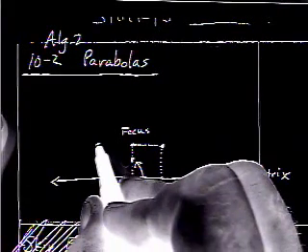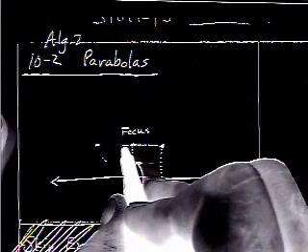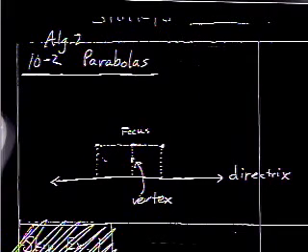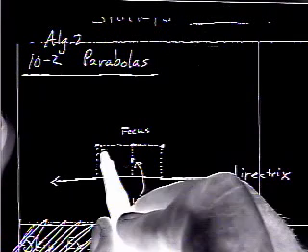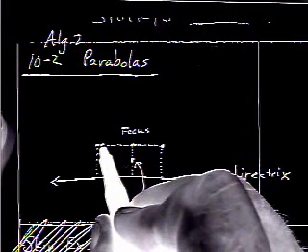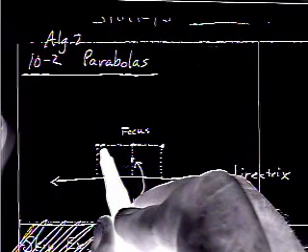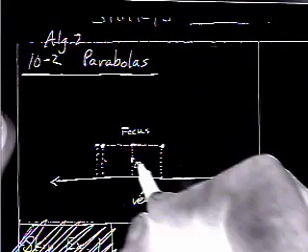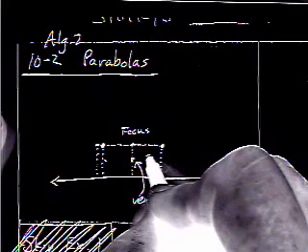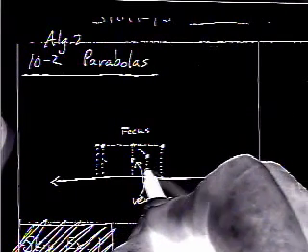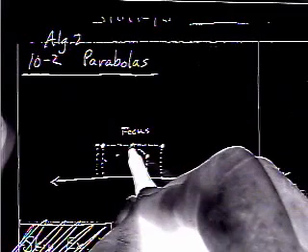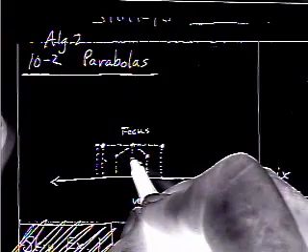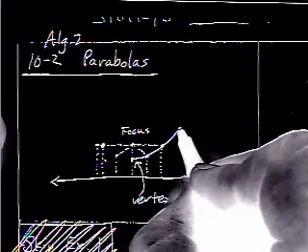This is a point also on my parabola, because the distance to the focus is the same as the distance to the directrix, or approximately. I think it's a little bit far. Probably more like there. That looks better. Every point that you can find where the distance here is the same as the distance here creates this shape called a parabola.